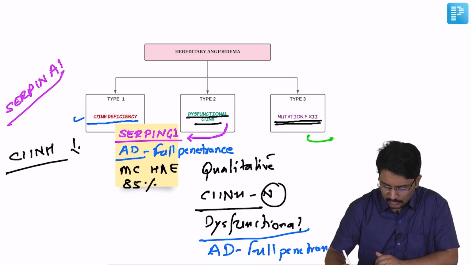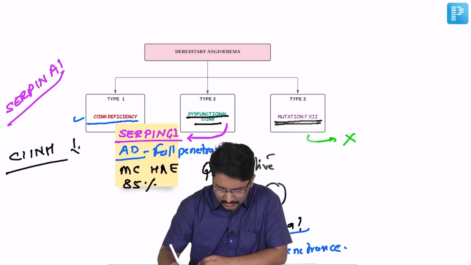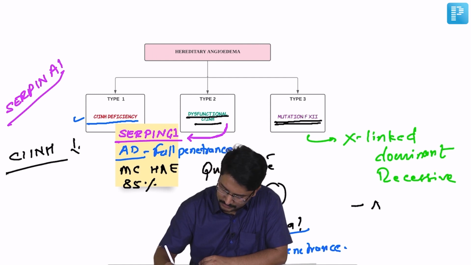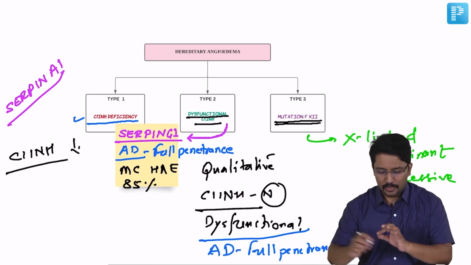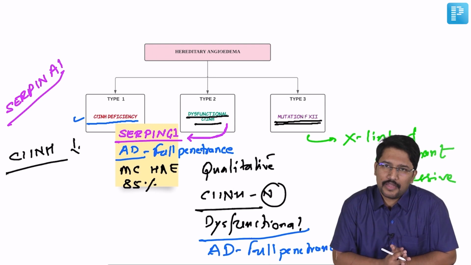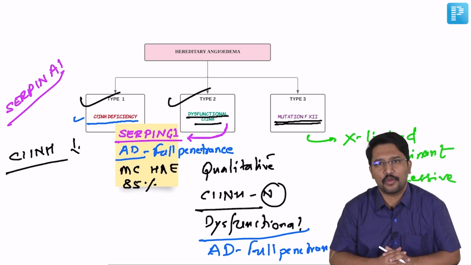Though various modes of inheritance have been described with type 3, few authors have described X-linked dominant inheritance. Few have described recessive inheritance. And there are several studies documenting factor 12 mutations inherited as an autosomal dominant condition. Okay. But overall, all the three types often have a strong family history, especially type 1 and type 2 because of fully penetrant autosomal dominant mutations.